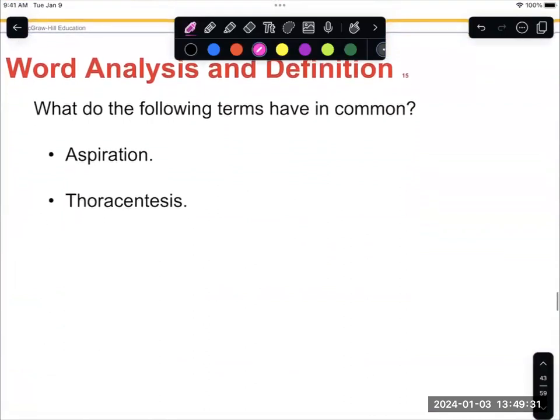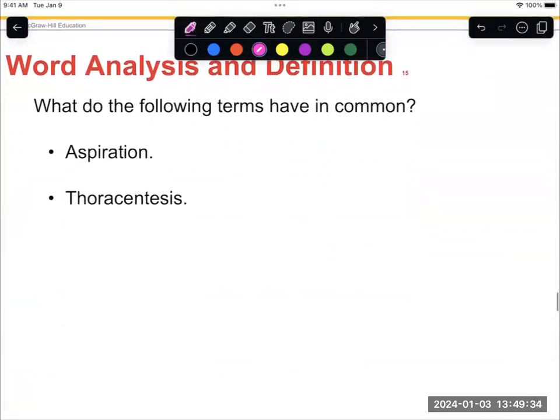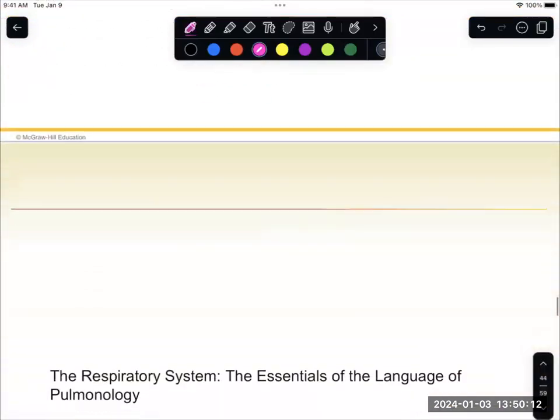So aspiration and thoracentesis. Aspiration means the removal by suction of a fluid or gas from a body cavity. Thoracentesis means the removal by a needle. So aspiration is using suction, while thoracentesis is using a needle to remove fluid or gas from that thoracic cavity. That's the difference, and they both mean to remove something from that lung cavity.